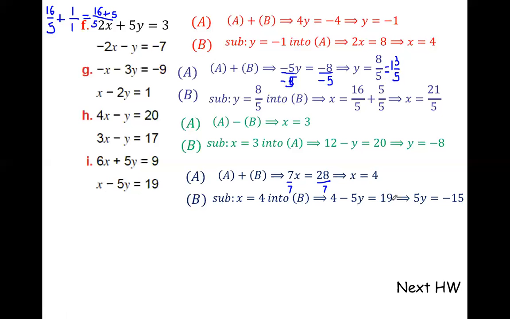Negative 4 goes on the other side. Or you can just do 5y equals minus 19 plus 4, which is minus 15. And now you've got your y equals negative 15 divided by 5, which is just negative 3.